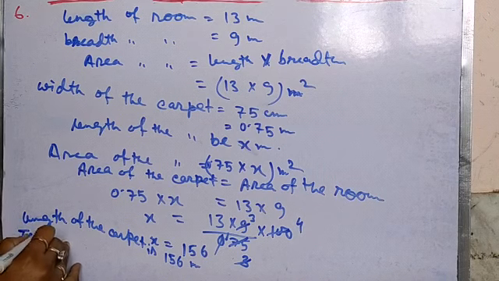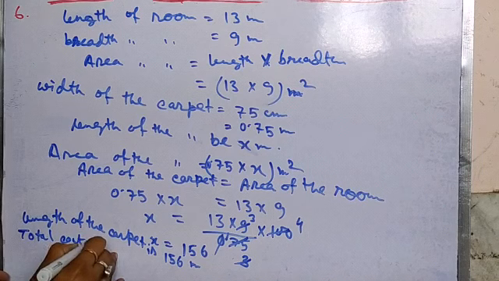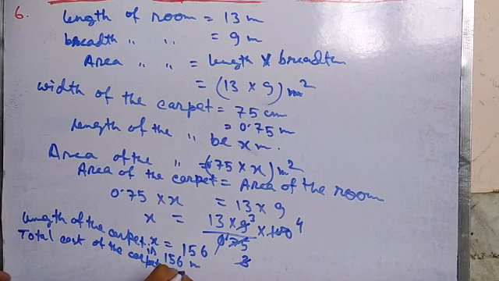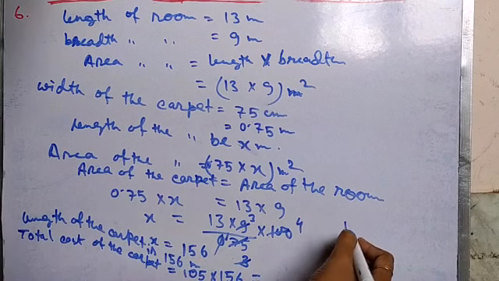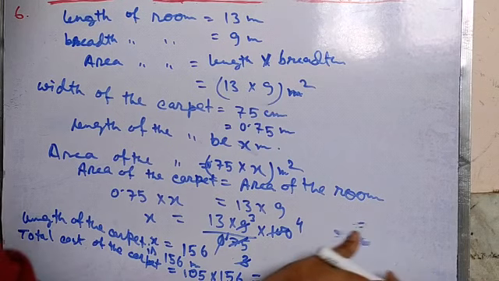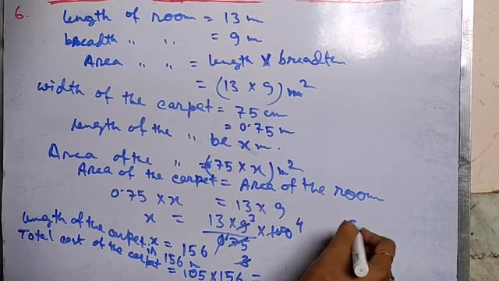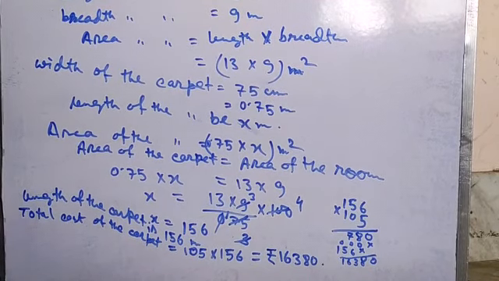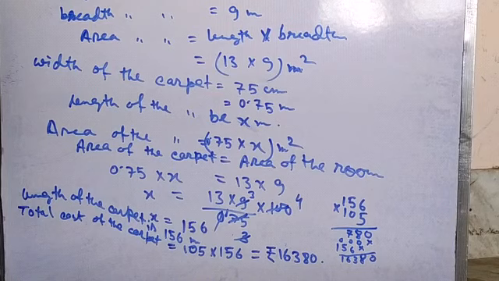Total cost of the carpet equals 105 into 156. Then let it be multiplied. 105 into 156. Here the answer is rupees 16,380.